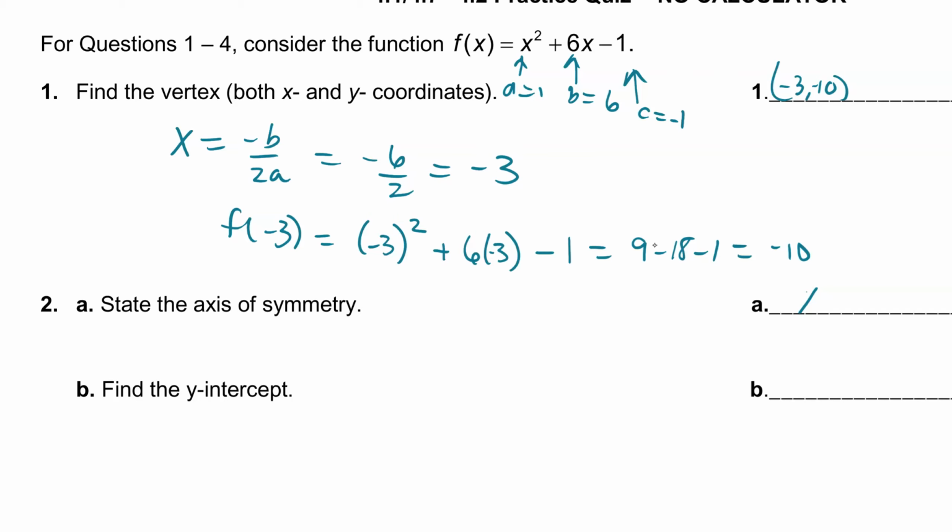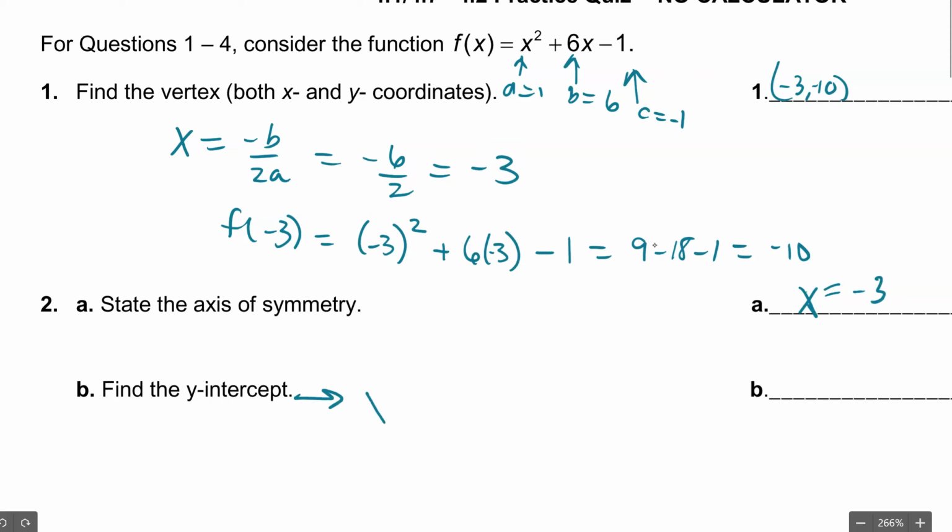How do you find the y-intercept? Plug in 0 for x. Okay. Axis of symmetry, it is literally the same as your vertex, negative 3.